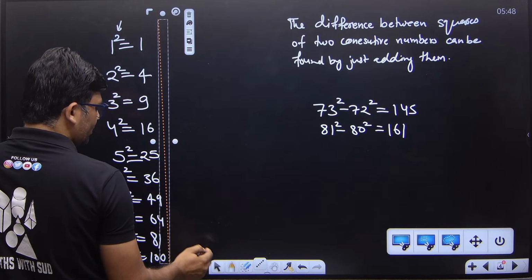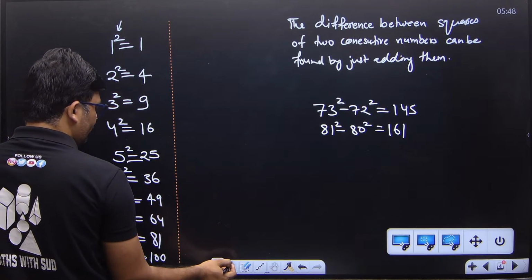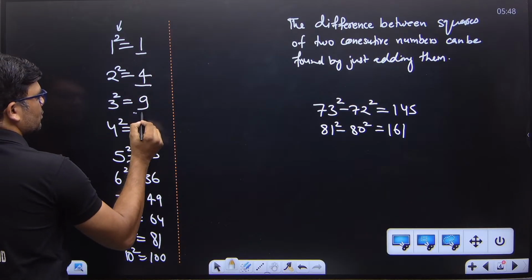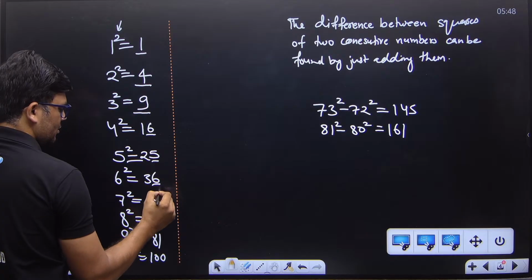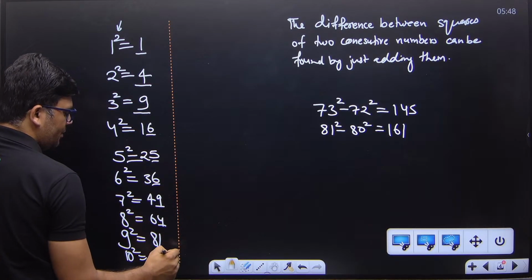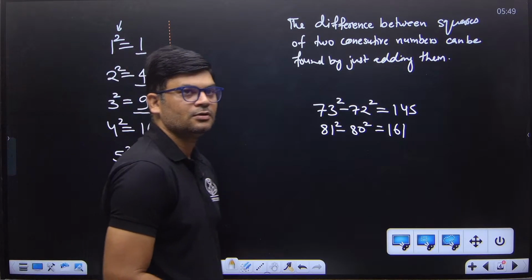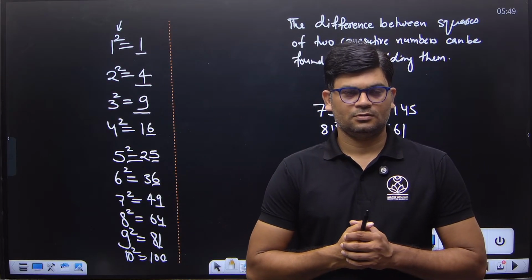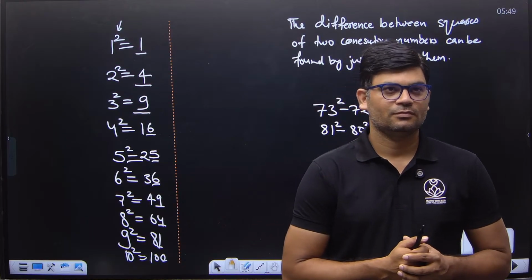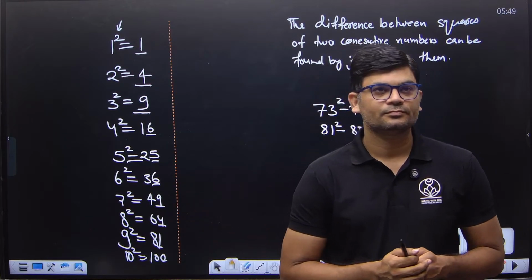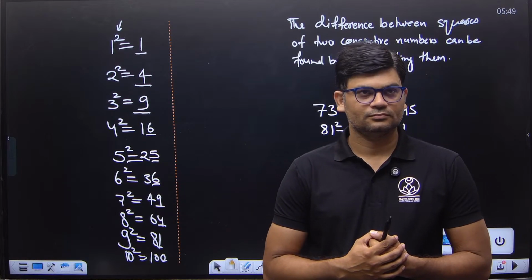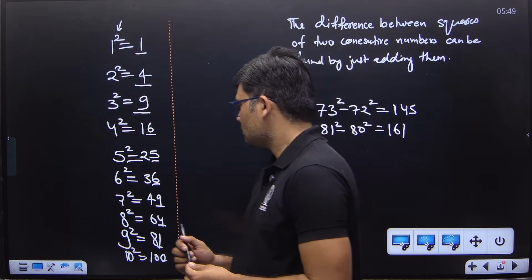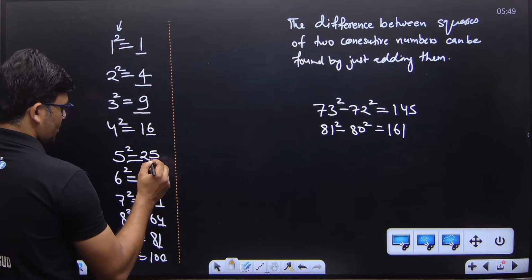Okay, one more pattern. Can you find the pattern in the table of squares? You look at the ones place. Can you see any pattern? Some numbers are repeating. Yeah, so after 5 we see 25, they end in 5, and the end of 36 is 6.